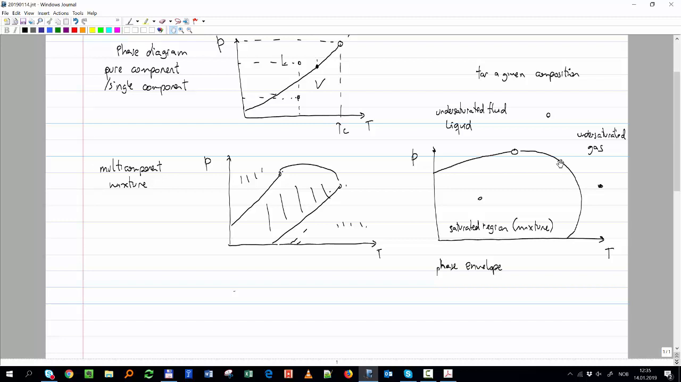Now I have a few things. This point here is what we call the critical point. Just like what you have in a single component, pure component diagram, you have a critical point. Here you have the same. And the critical point is basically splitting. You have one line that tells you it's the saturation line. This line tells you.